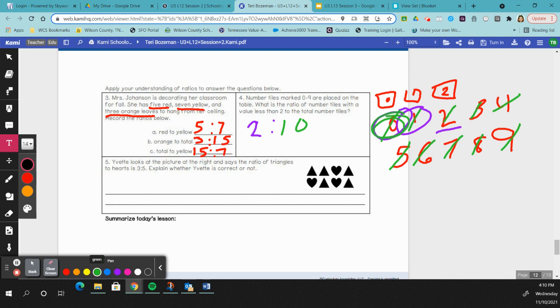All right, number 5. Yvette looks at the picture at the right and says the ratio of triangles to hearts is 3 to 5. Explain whether Yvette is correct or not. So we're looking for triangles to hearts. And she says it's 3 triangles for every 5 hearts. Well, we have 1, 2, 3, 4, 5 triangles and 3 hearts. So you explain on your own whether or not she is correct.